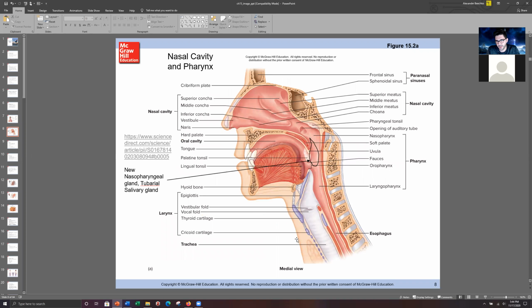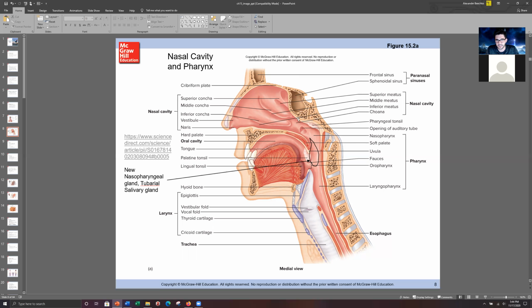Okay, so here we have the breakdown of our upper respiratory tract, right? So we've got our nasal cavity and the pharynx. If we just go through this really briefly, we have the nasal cavity, and we have all of our various conchae up here, with our nares, which we call the external nares, or just the nasal openings there. And then we've got our frontal and sphenoidal sinuses back here.